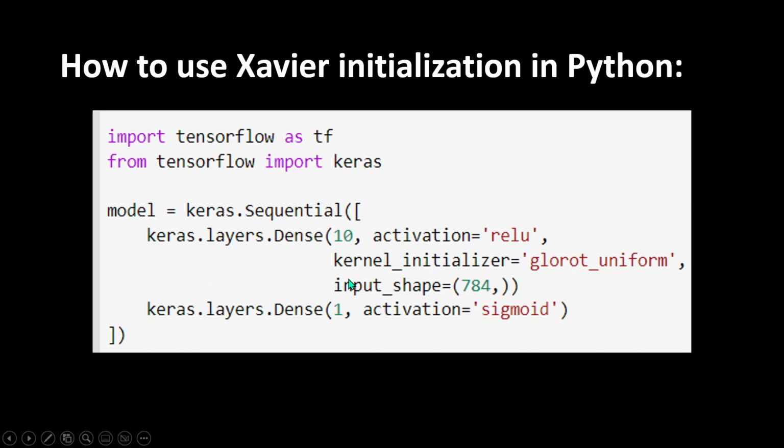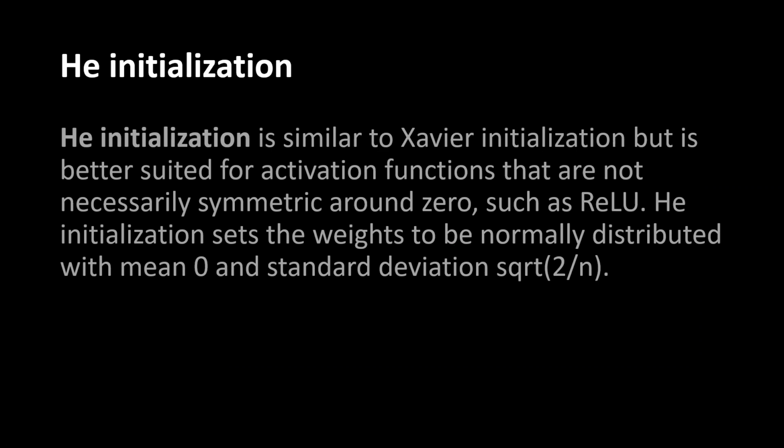Here, where we initialize the weights, we have taken Glorot uniform. Xavier initialization is also known as Glorot uniform initialization, and the activation function is chosen as ReLU. So next is He initialization.